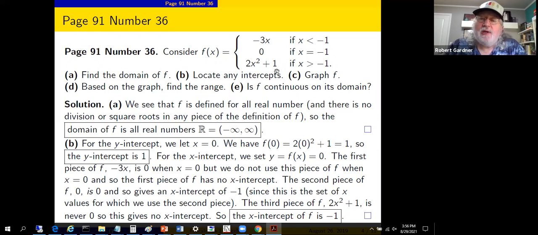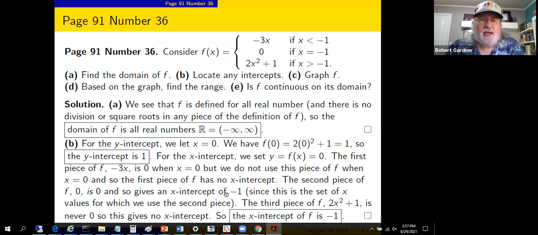Third piece, 2x squared plus 1, set it equal to 0. Solve for x and see if those x values satisfy this condition. If they do, then you've got more intercepts. But hey, 2x squared plus 1, that's not 0. This is positive. We've added 1 to it. This is at least 1. It's not 0. So there are no x values that solve this, so we don't have to get into it with that one, it turns out. So the only intercept we found was when x is -1. The x-intercept of f is -1.